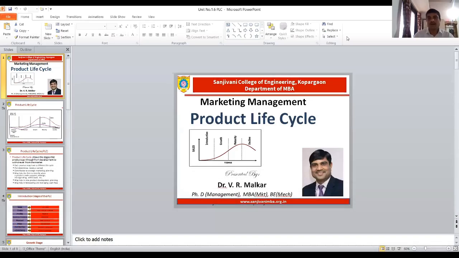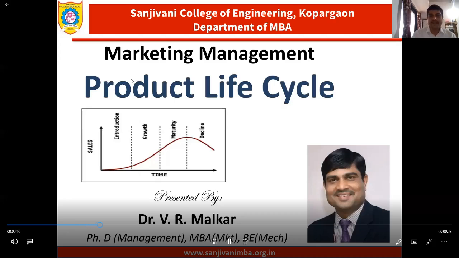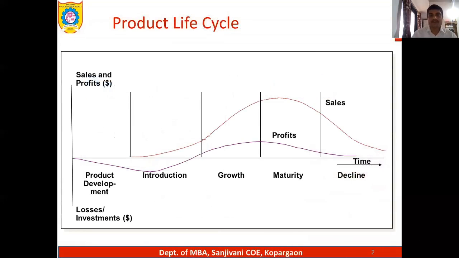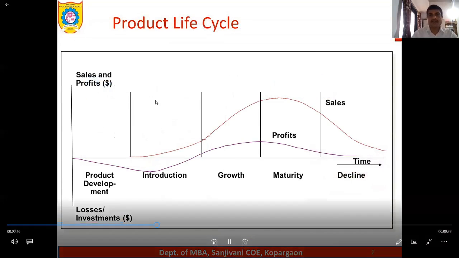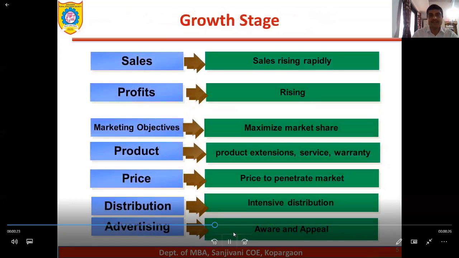Hello friends, today we are going to discuss the topic product life cycle. There are 4 stages under a product life cycle. The first stage is the introduction stage, then the growth stage, maturity stage, and decline stage. In these 4 stages, we will see how each stage is different.